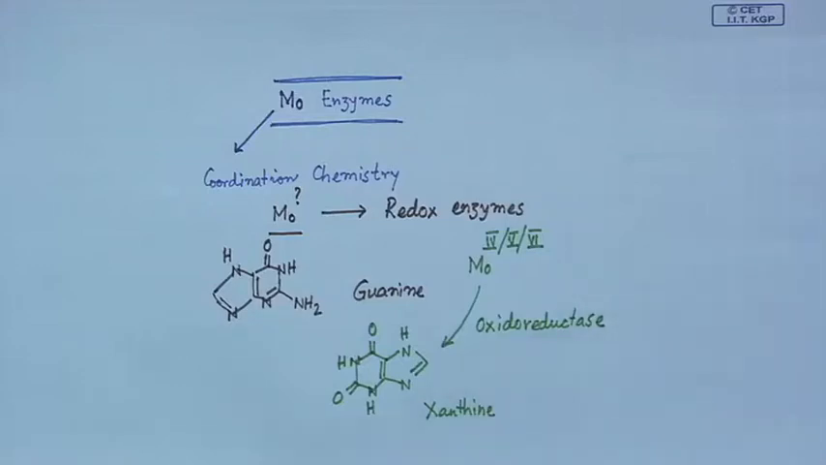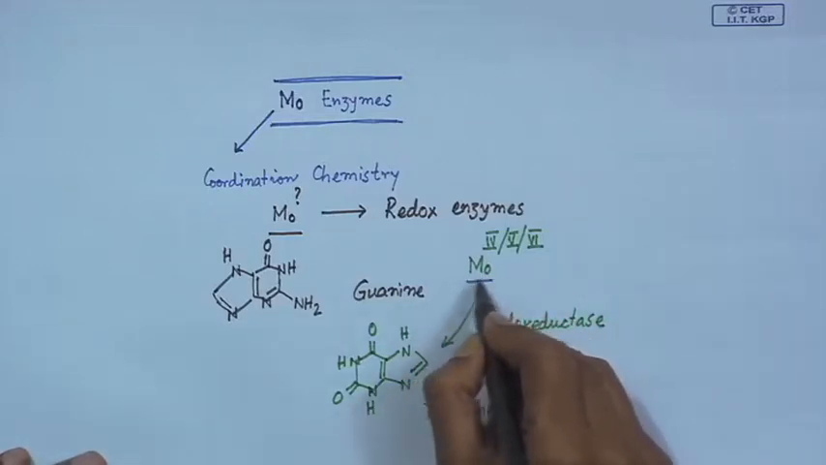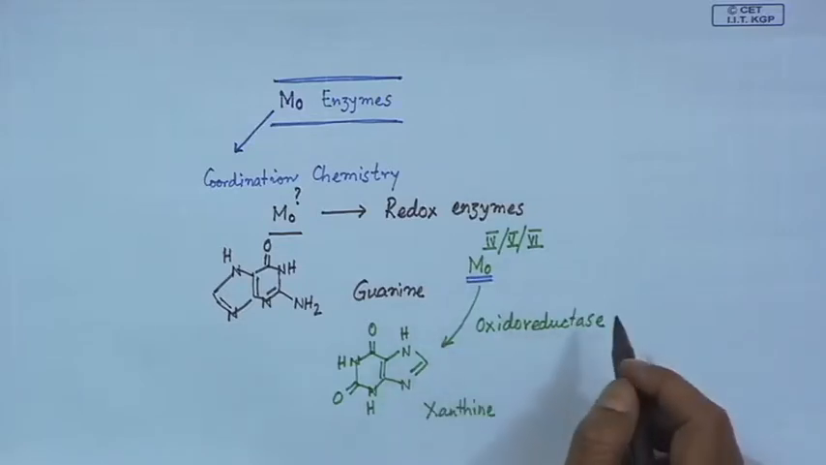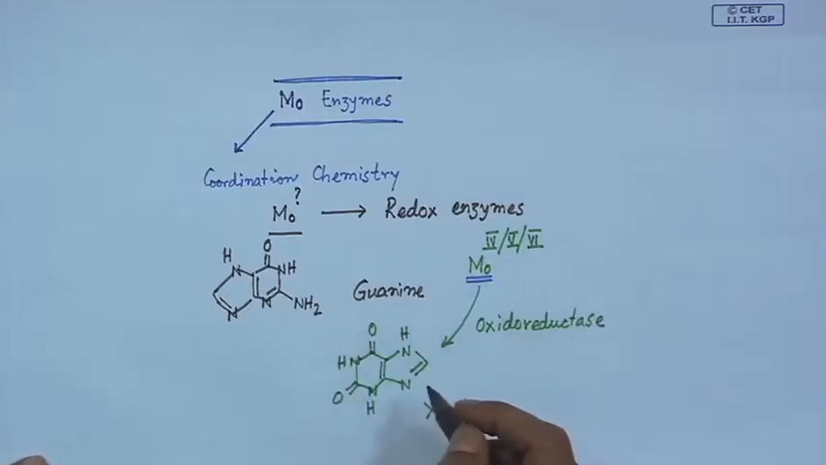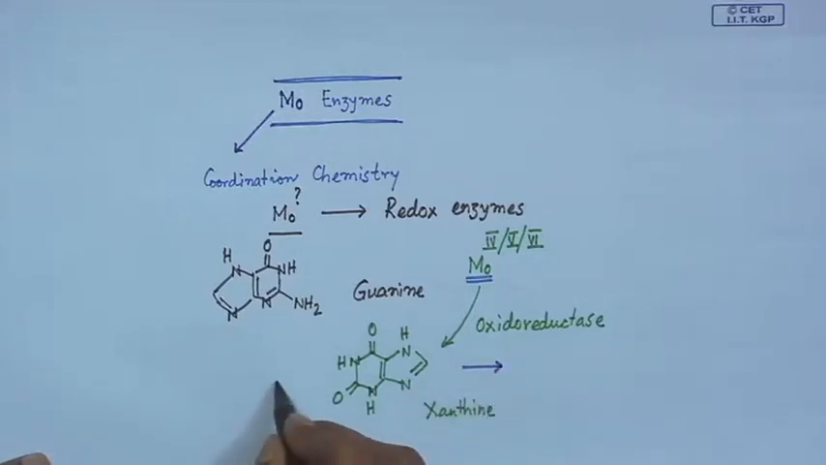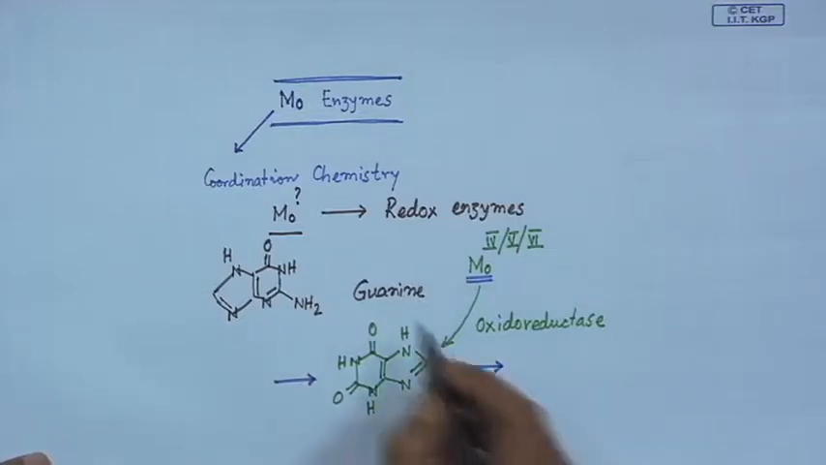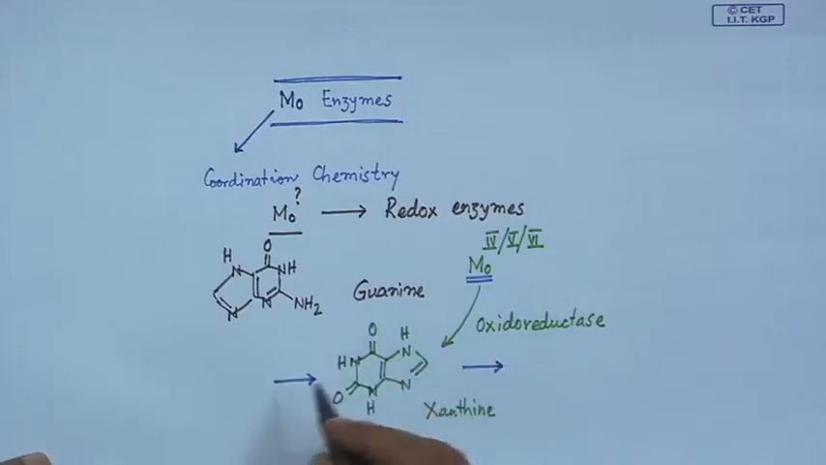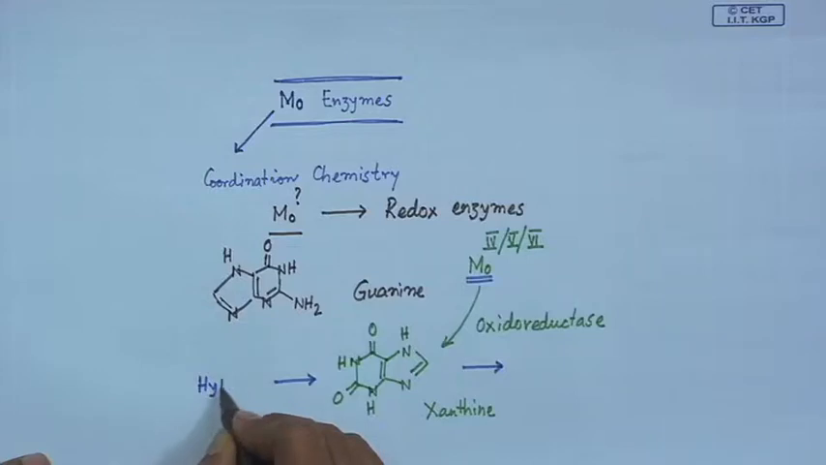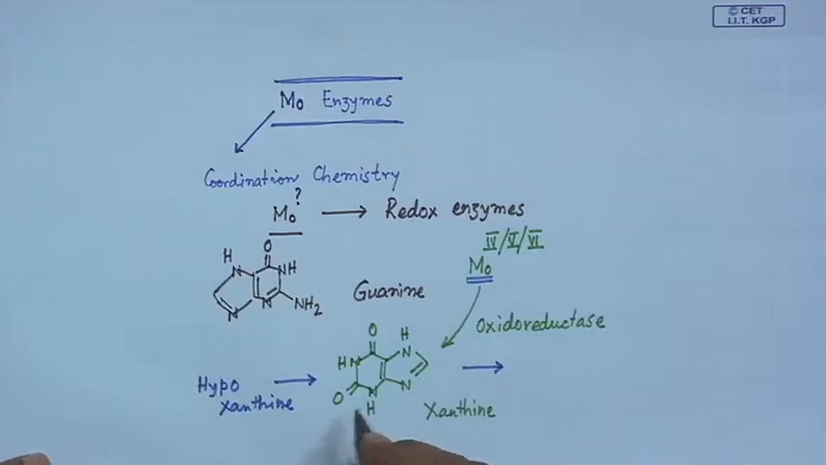So, for this oxidoreductase activity, is molybdenum the best choice for us on the xanthine molecule? We will see that this xanthine molecule can be derived from some other molecule with some modification on the entire molecule, which is hypoxanthine. It goes from hypoxanthine to xanthine, and then xanthine goes to uric acid.